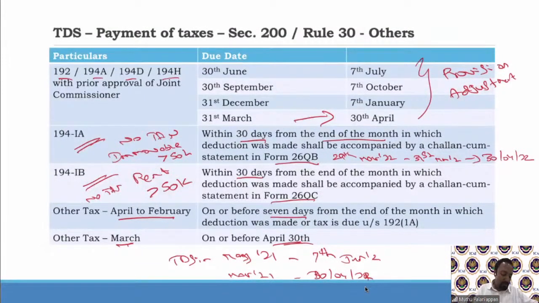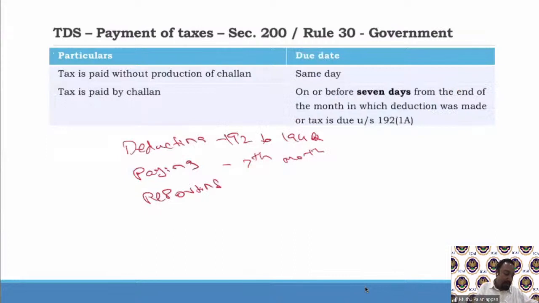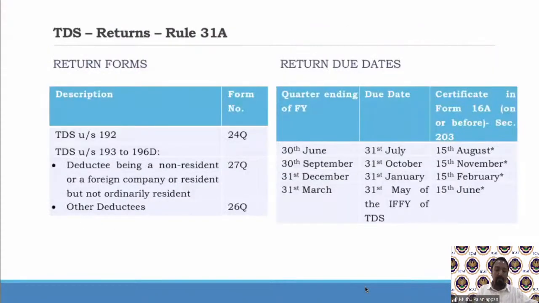So what are the three processes of TDS? Deducting, paying. We saw deduction first, and now we saw payment. Now we will see reporting. As far as reporting goes, you need to file salary in 24Q, non-resident in 27Q, and domestic payments in 26Q. So these are the forms applicable for reporting. This is how you report.